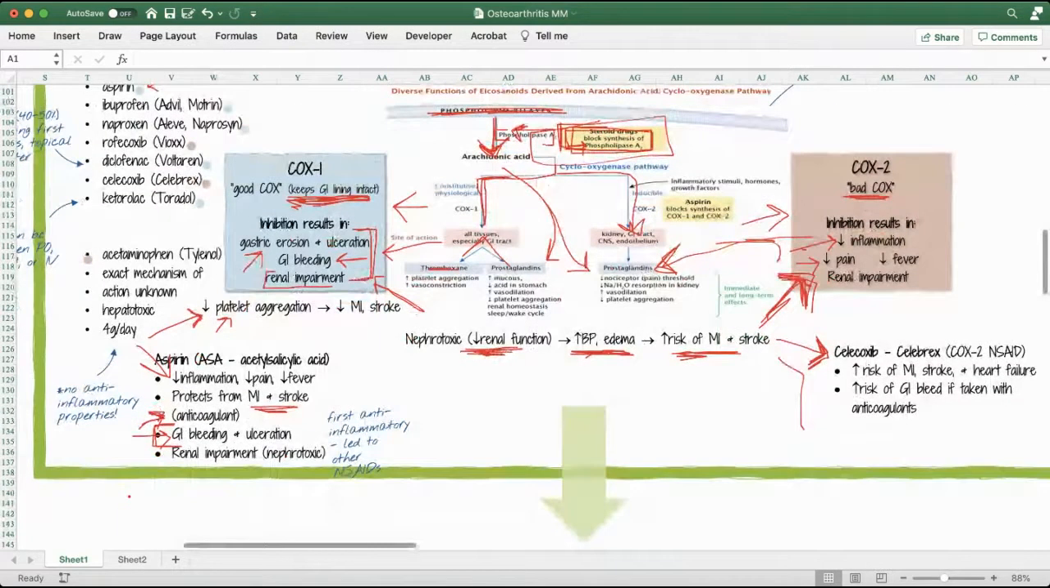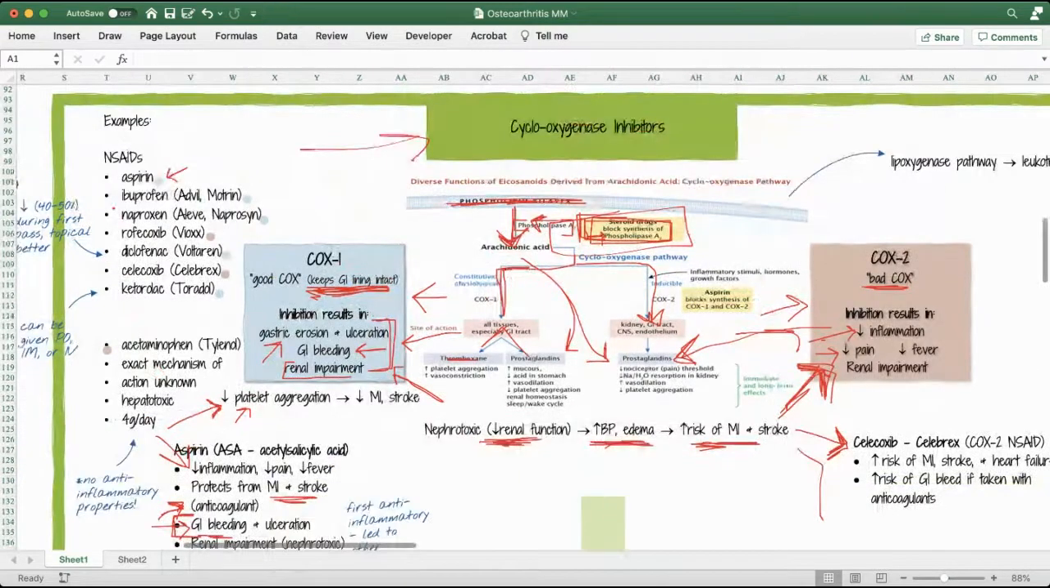And you all know that we all give aspirin, and we're definitely cautious in patients with histories of GI bleeds, right? And yes, it's nephrotoxic, okay? All the first line, they're all nephrotoxic, right? So this was kind of the first line anti-inflammatory that led to the development of these other anti-inflammatories.